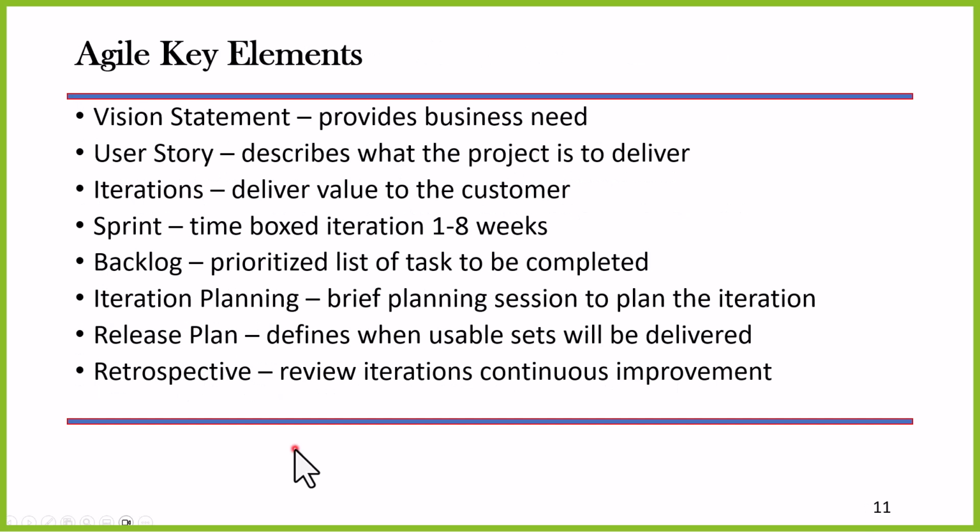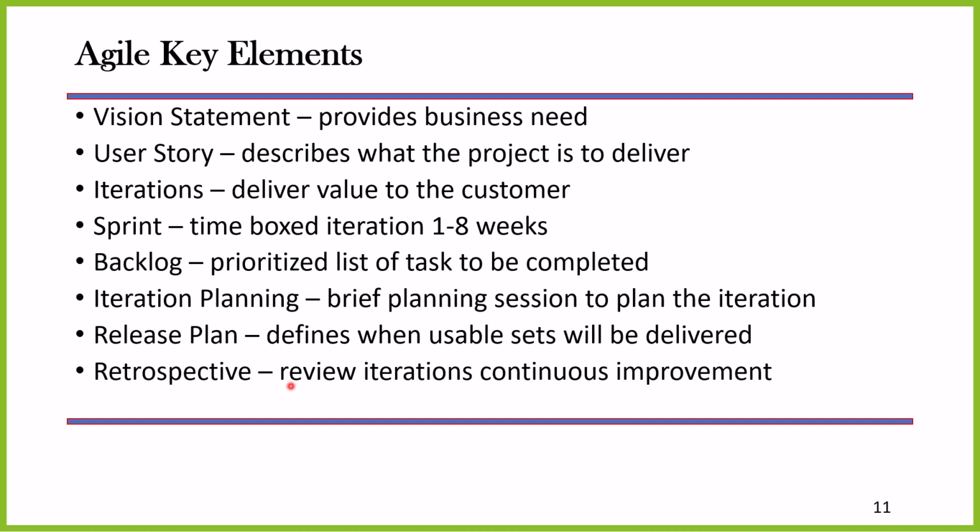Some of the elements of Agile. We start off with a vision statement. That vision statement is going to provide for us the business needs. You could say that vision statement is going to be the elevator pitch that we will use to sell the project itself. User stories. User stories describe what the project is to deliver from the customer's perspective. Then we have iterations. And in each iteration, we will have a group of user stories that are prioritized by what will provide the most value to the customer the soonest.